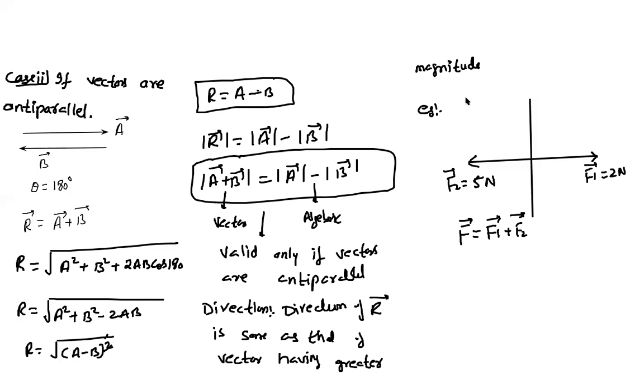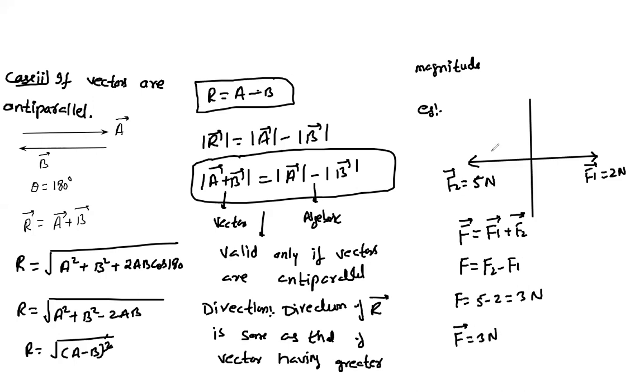Anti-parallel. So if I'm adding these vectors, what would be the end result? They will get subtracted. So will you subtract F1 from F2 or F2 from F1? F2 minus F1. Why are you writing F2 minus F1? Because F2 is greater than F1. Yes, it has greater magnitude. So 5 minus 2, which is 3 Newton.